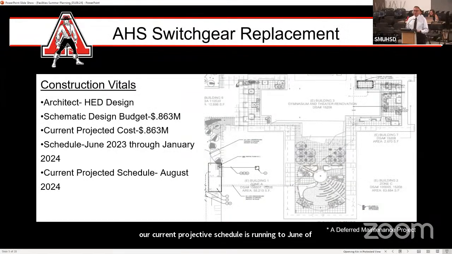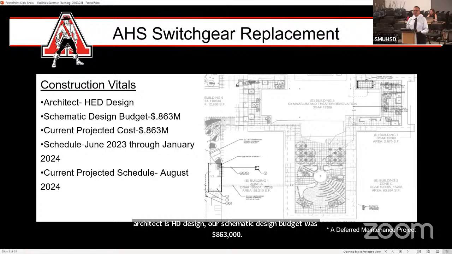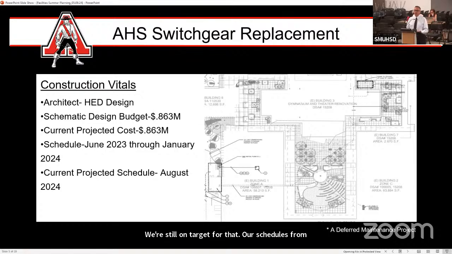Our switchgear replacement for Aragon High School, our architect is HED Design. Our schematic design budget was $863,000, and we're still on target for that. Our schedule is from June of 2023 through January of 2024, and our current projected schedule is for August of 2024 for completion.